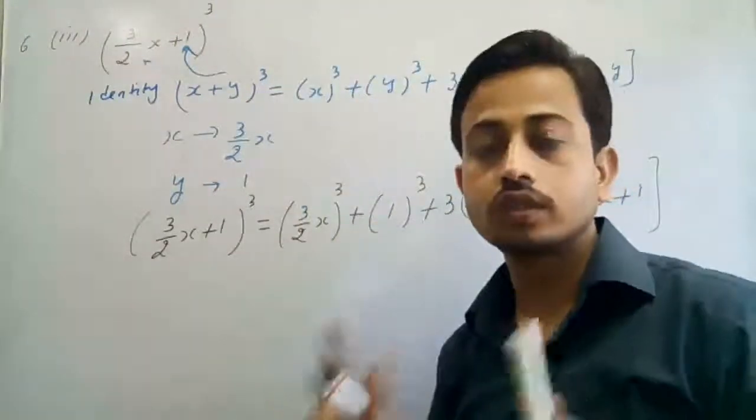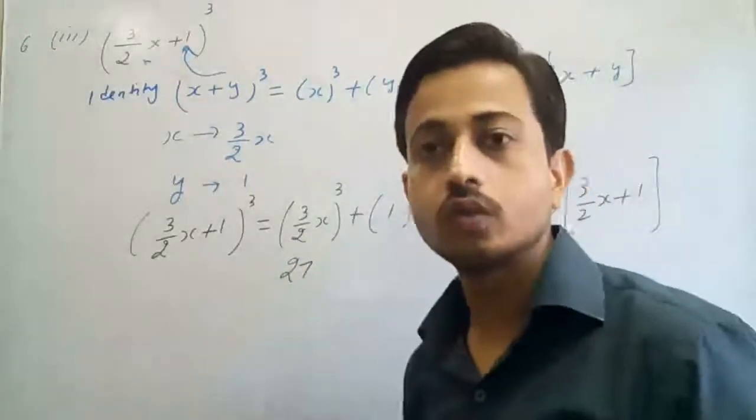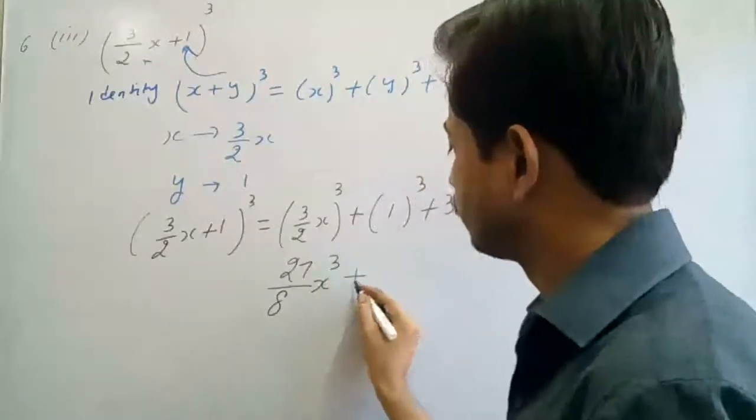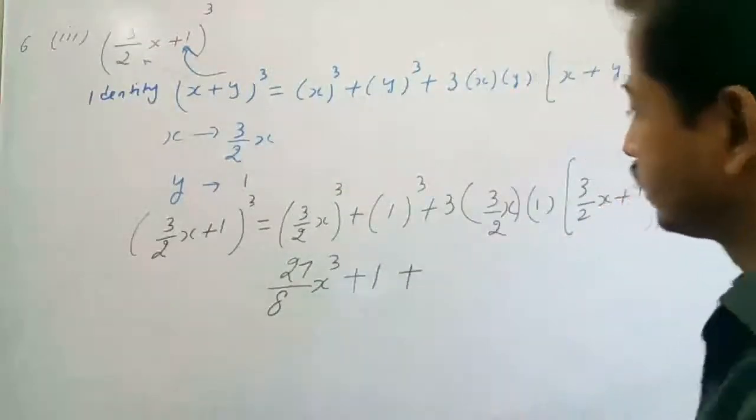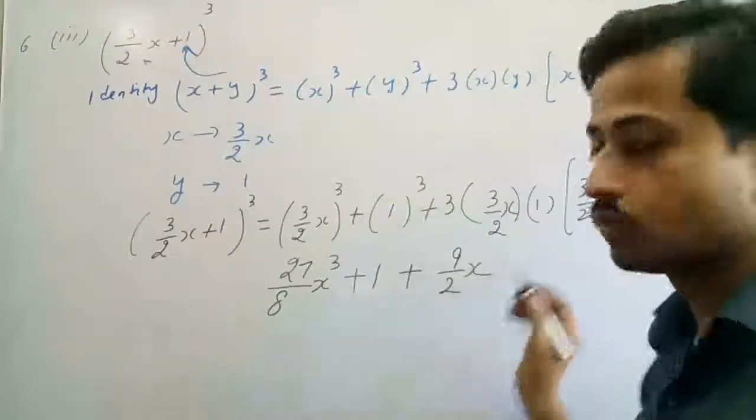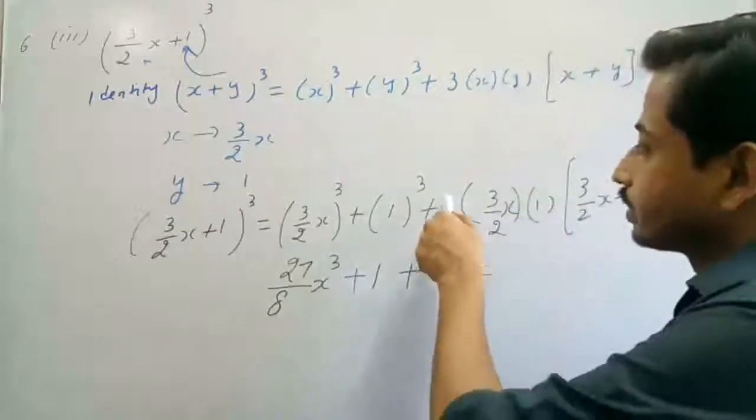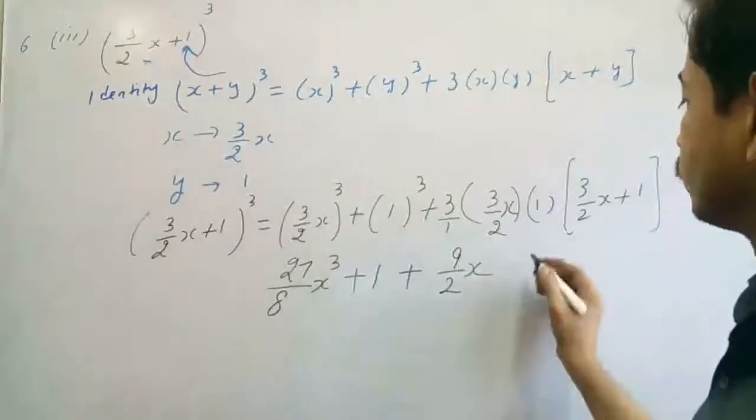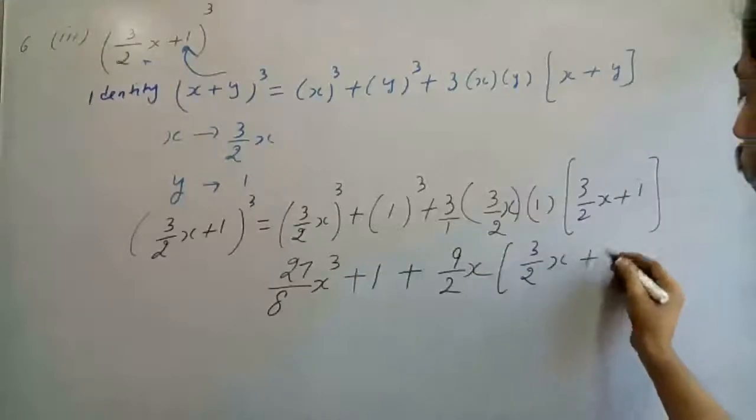3 cube, 3 into 3 into 3, we get 27. 2 cube, 2 into 2 into 2, we get 8, x cube, plus 1 into 1 into 1, we get 1, plus 3 into 3, we get 9, divided by 2 into x, because if there is no number we have considered 1. Now multiply 3 into 3, 9 into x, 9x, and 1 into 2 we get 2, so 9x by 2, and we have this bracket 3 by 2x plus 1.